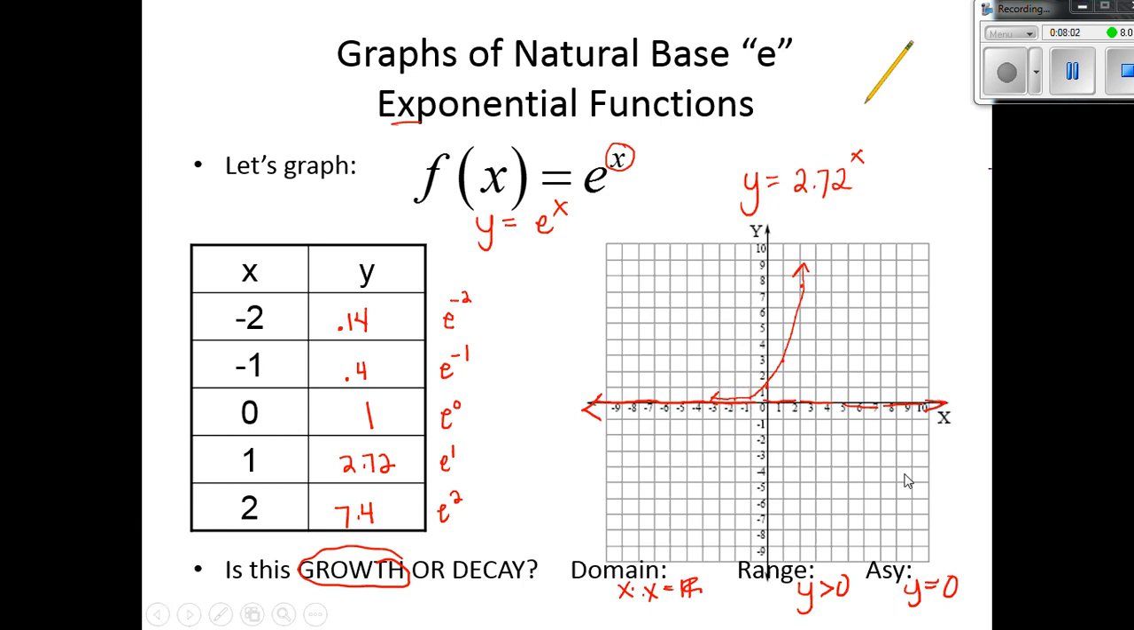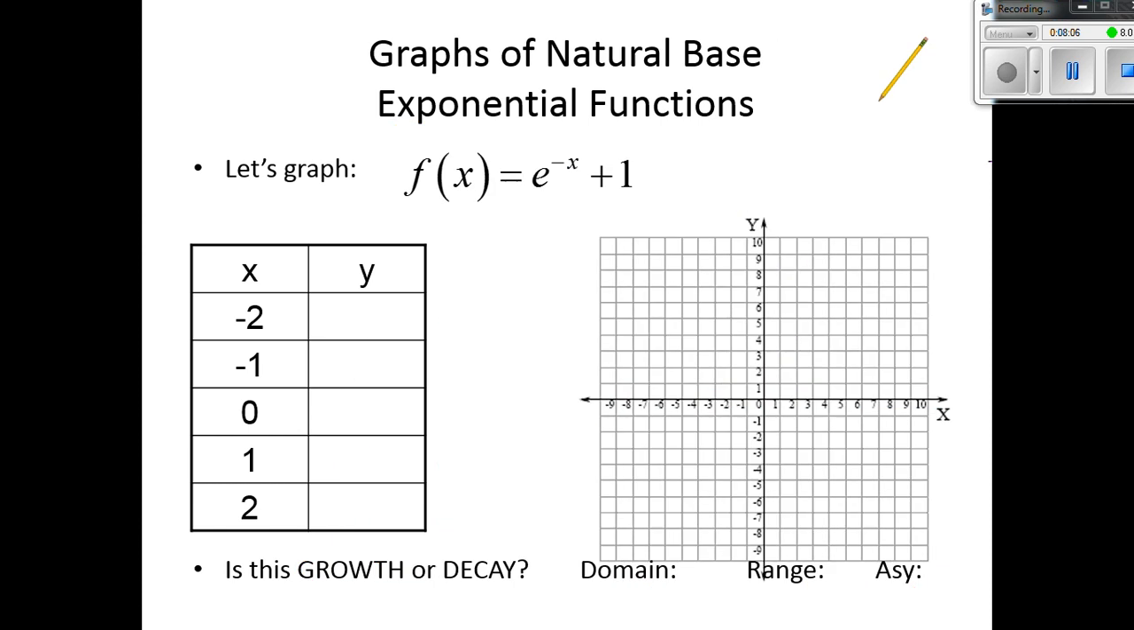All right, let's graph another natural base exponential function. But this time I have y equals e to the -x plus 1. All right, but x is still in the exponent, so I'm still going to use -2 to 2. So this is going to be x such that x equals all reals. My asymptote now is going to be 1 because I'm shifting it up 1. Okay. And then let's figure out what our range is going to be by filling out the rest of our table. So let's do e to the -2.